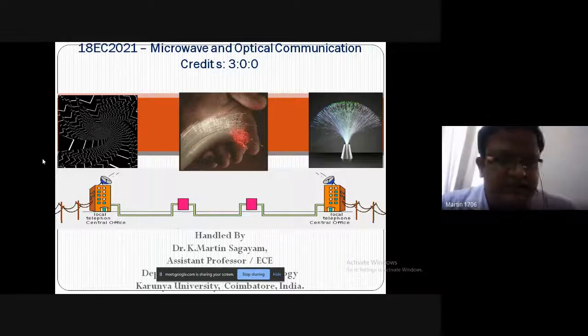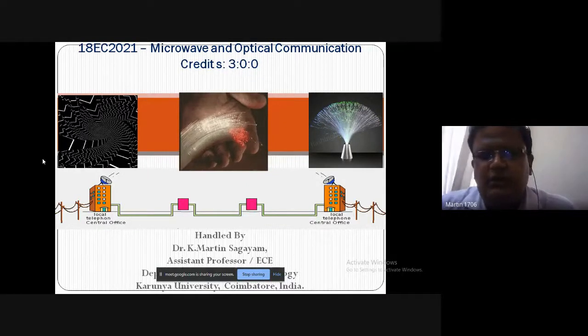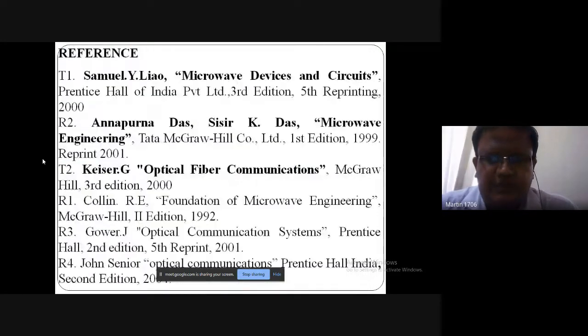In microwave, we have seen there are two types of devices. One is the active device and the other is the passive device. The first part we are going to see is all the passive components.